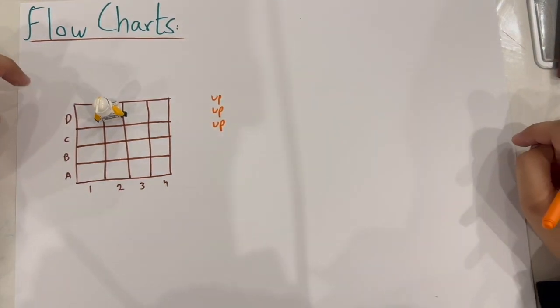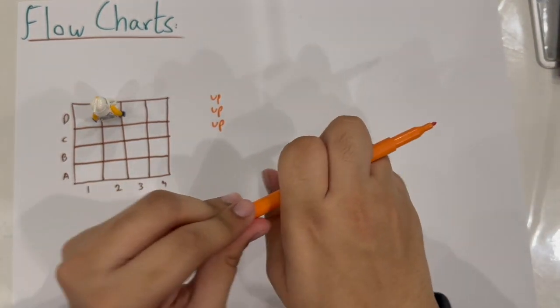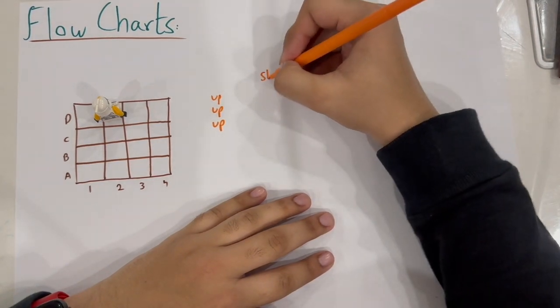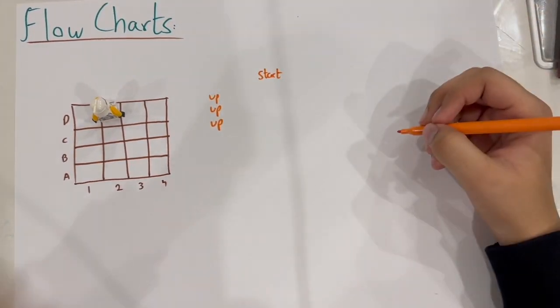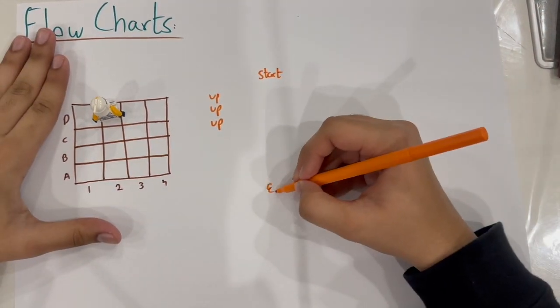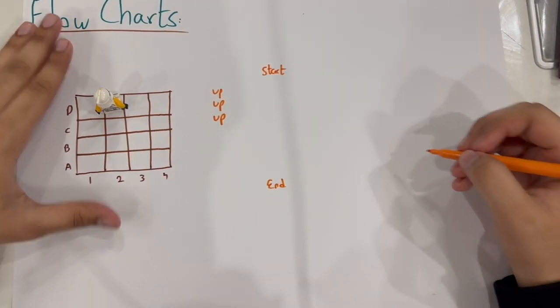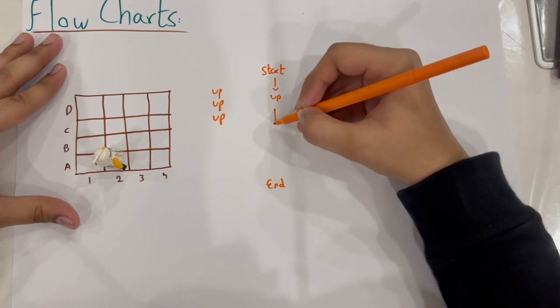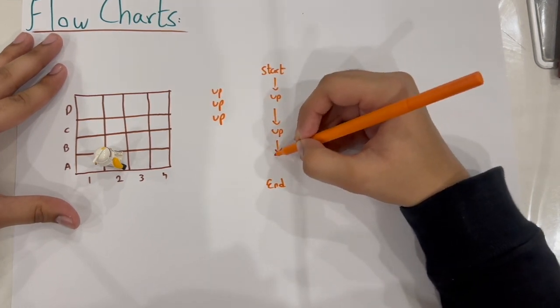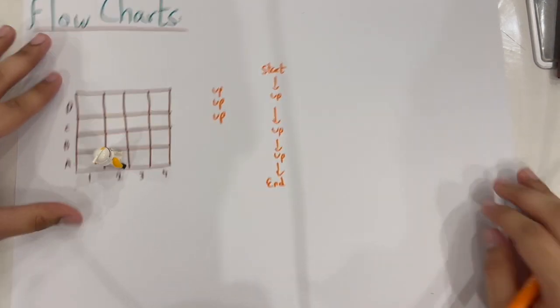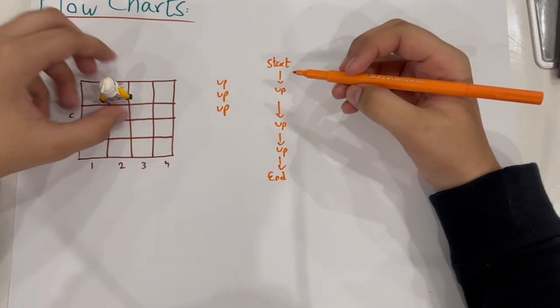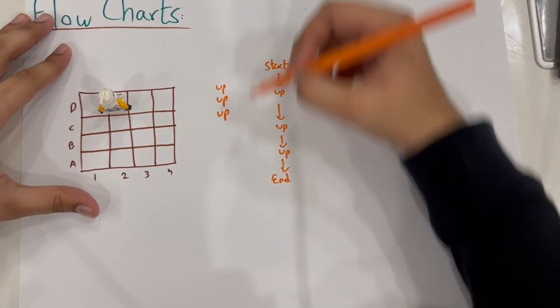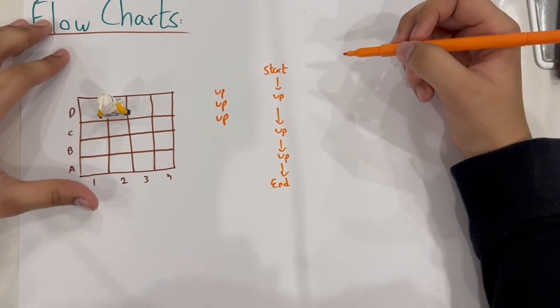a program. All right. So if I write, for example, a start to ensure that my program is starting, and an end to ensure my program is ending. And we've got three ups. So we've got an up, then an up, then an up, and then it ends the program. So up, up, up. This is essentially the same thing written in this form, but it's diagrammatically represented.